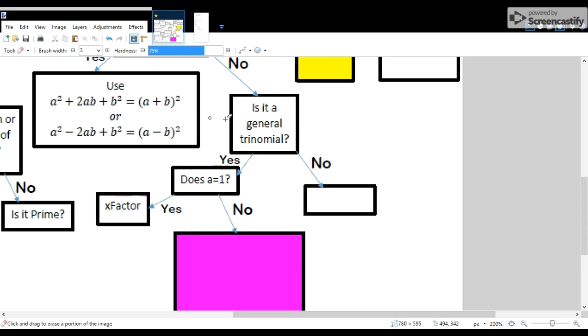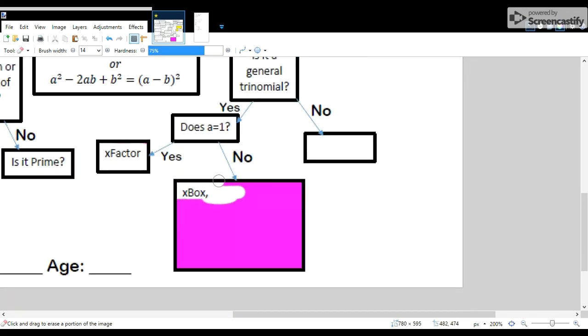Okay, so from here, if a does not equal 1, if it's some other number, then you're going to use a different factoring method. The ones I'm going to show you are x box, x group, and slide and divide.